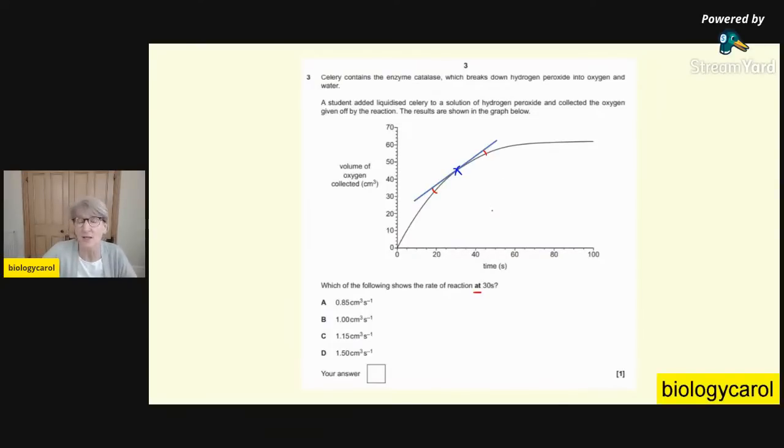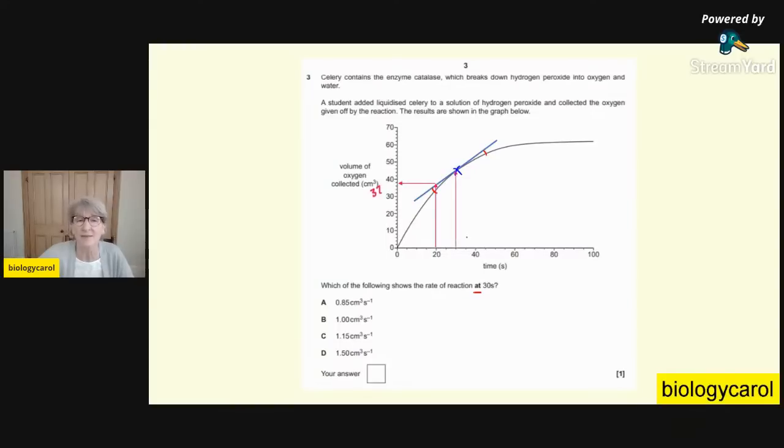And then, of course, because the rate is the gradient of the line, you work out the gradient of the line at this point in time. And if we're talking about rate, remember that you've got to divide something by the time. So it is the volume of oxygen produced over a particular time. Now, because this line is a straight line, the gradient is the same across any part of it. So I have totally arbitrarily chosen 10 seconds.